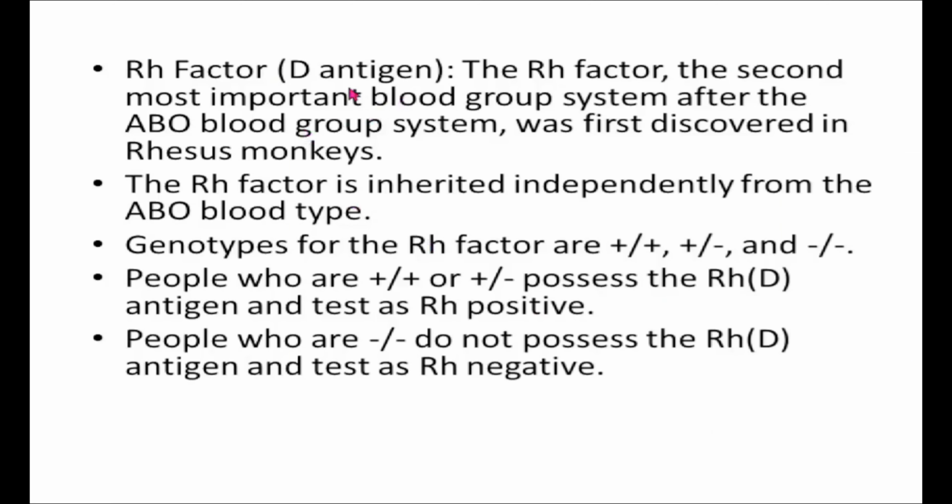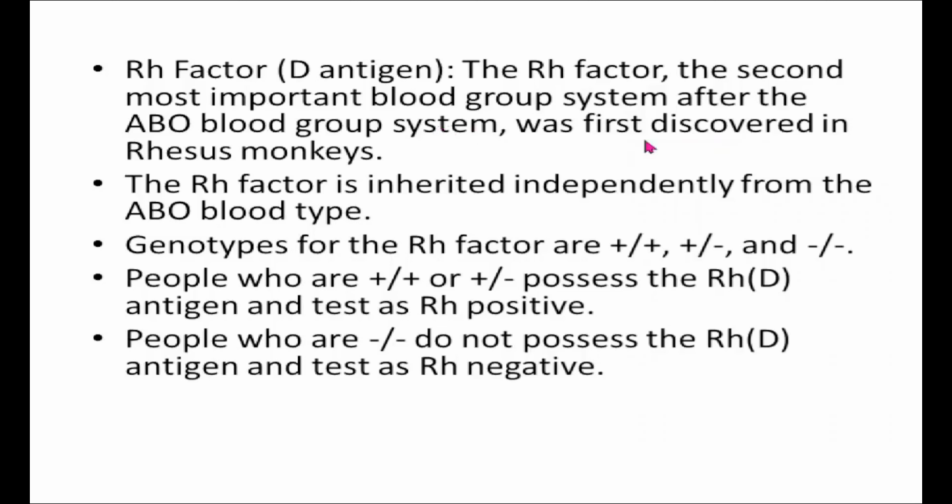RH factor or D antigen. There are different kinds of RH proteins or RH factors, but the common one is called D antigen. There are others named D, E, and so on, but the common one is D. The RH factor is the second most important blood group system after the ABO blood group system. There are different blood group systems, as you can understand from this statement. So the major one is ABO, the second one is RH.